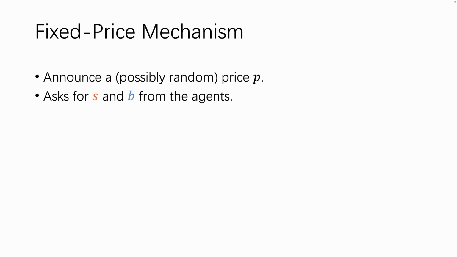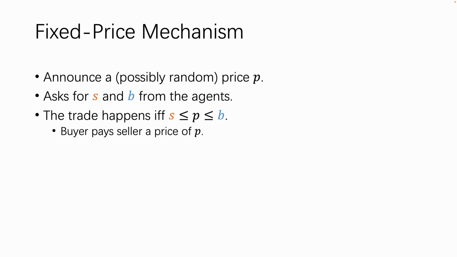If we generalize such idea, we can get a family of mechanisms called fixed price mechanism. The mechanism first announces a price P, which could possibly be random and depends on the seller's and also buyer's distribution. And then the mechanism would collect the cost S from the seller and also the value B from the buyer. Then the trade happens if and only if the seller is willing to sell her item at a price of P and the buyer is willing to buy the item at a price of P, which means that S is at most P and B is at least P.